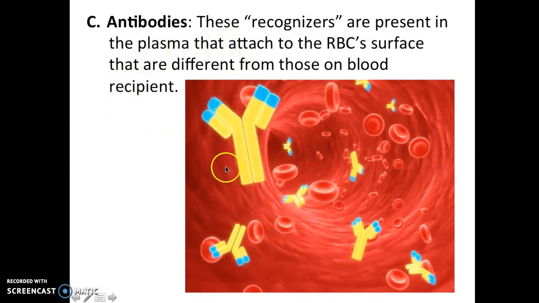You also have antibodies. So antigens are on the outside of your red blood cell, but you also have antibodies as well. These recognizers are present in the plasma and attach to red blood cell surfaces that are different from those on the blood recipient. I have a really great table on the back of your paper. But really, whatever antigens you have, you carry the opposite antibodies. So if you're blood type A and you have A antigens, you're going to carry B antibodies. So if B blood comes in, it will attack it.